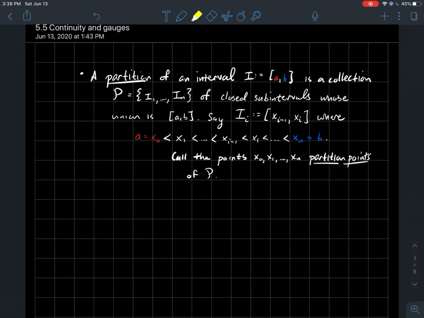What I'll do is call these dividing points x0, which is A, then x1, x2, and so on, up till I get to B, which is x sub n. I'll call each of those the partition points of the partition P. So what's a partition? Take your interval from A to B, chop it into a bunch of subintervals, however you like, so long as there's not a bunch of overlap between them.